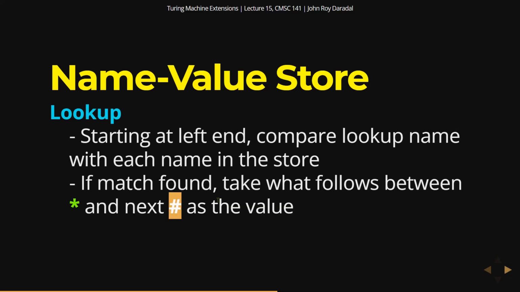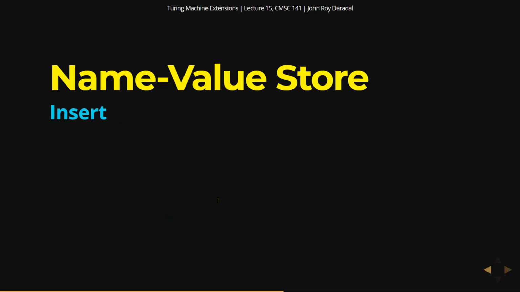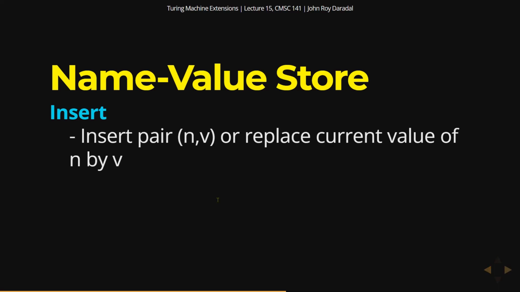And once you reach the end of the name value store and you haven't found any, then that name does not exist in our name value store. Now how about if we insert a new value or a new entry? Okay, so we'll insert the pair n, v, or replace the current value of n by v. So we could add a new name value pair, or we could update the value of the existing name.